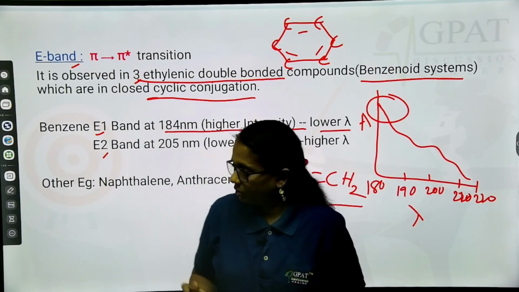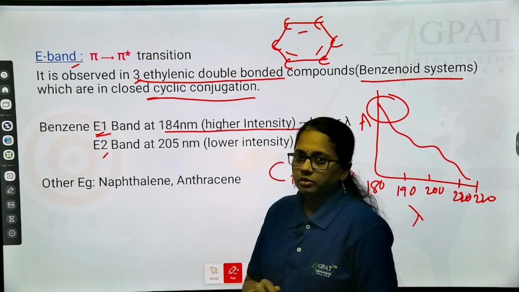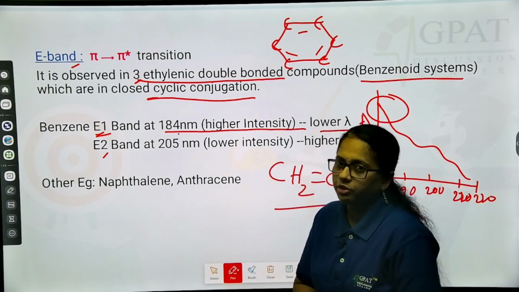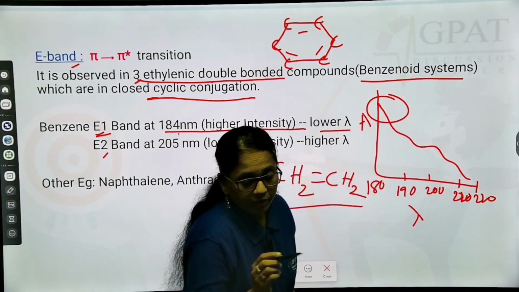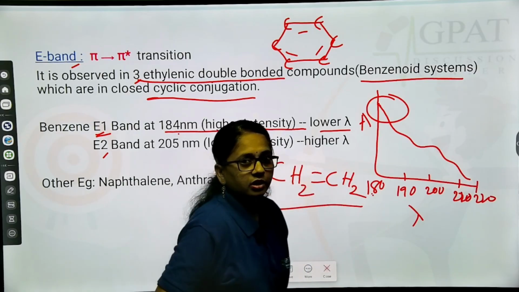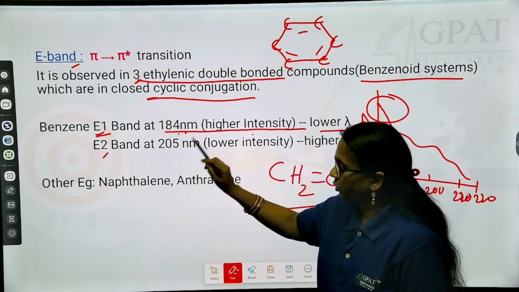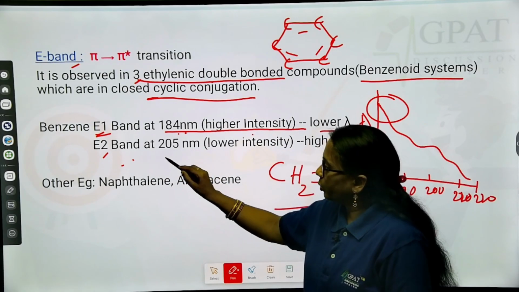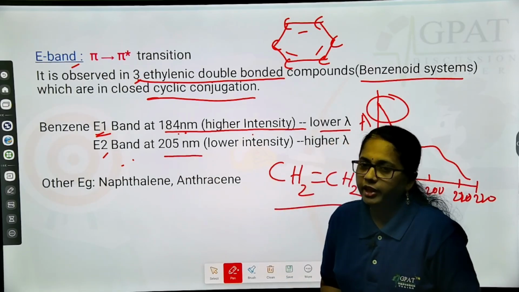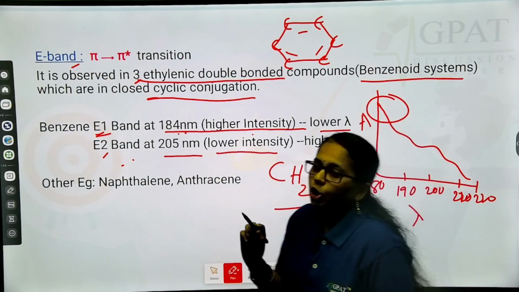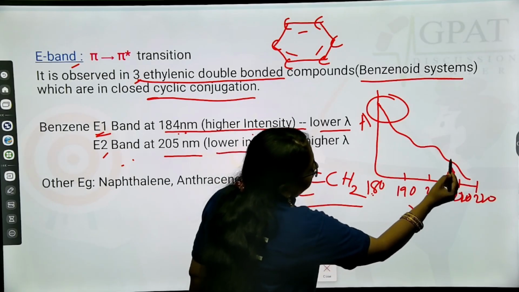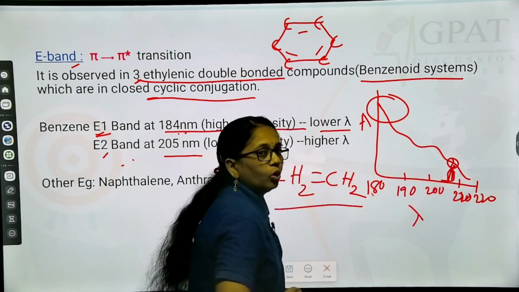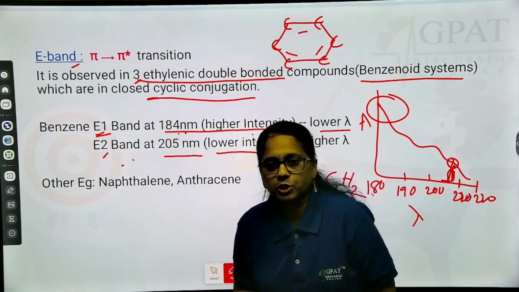So the E1 band is observed at 184 nanometers; the intensity value is higher, but at very short wavelengths. And the E2 band is observed at 205 nanometers, which has the lower intensity. That means around 205 it has a very low epsilon value.